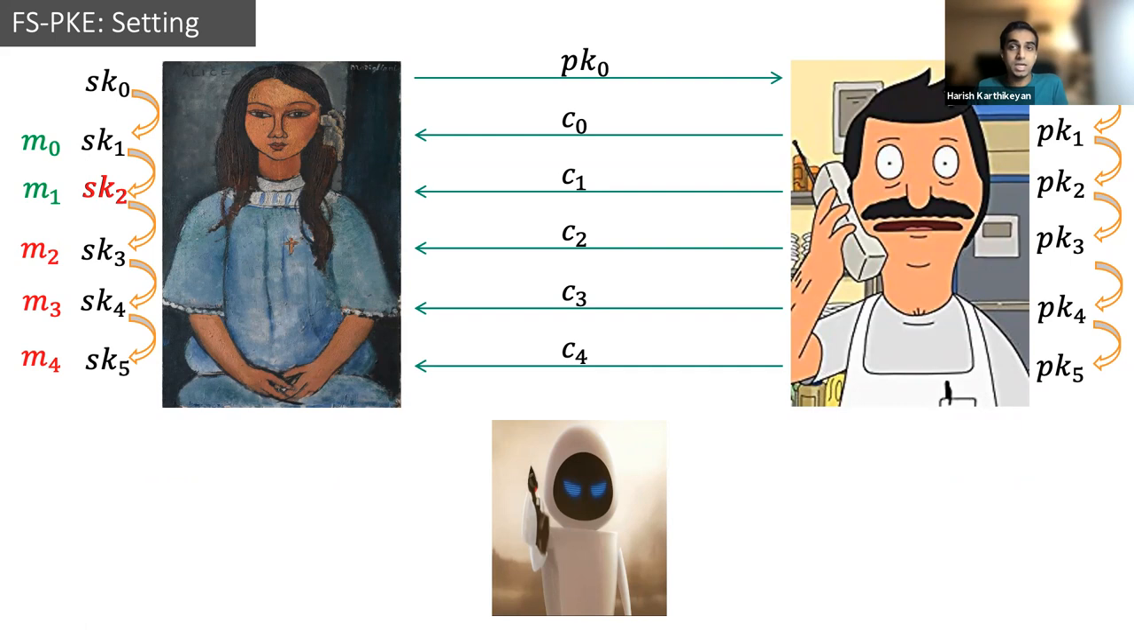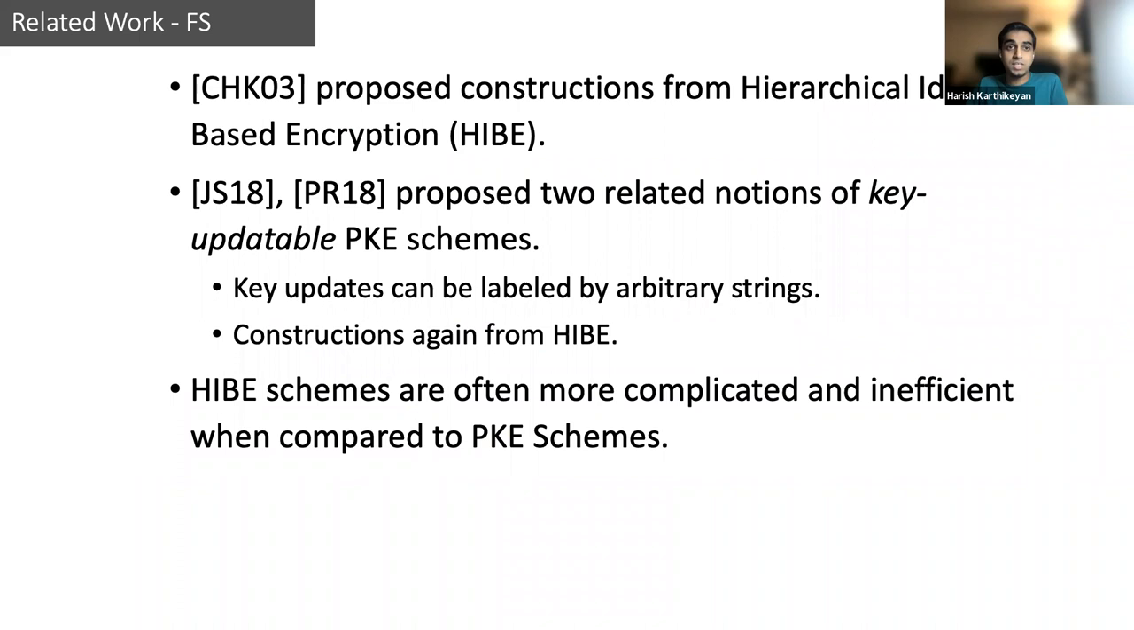Now, let us quickly take a look at related work in the forward secrecy literature. Pretty much the state of the art is the work by Kennedy et al., where they propose constructions of forward secure public key encryption from hierarchical identity-based encryption. Most recently in Crypto 2018, there were two works that propose a notion of key updatable public key encryption schemes. The key updates can be labeled by arbitrary strings, but once again, the constructions work from HIBE. Now, HIBE schemes are often more complicated and inefficient when compared to their public key encryption counterparts.